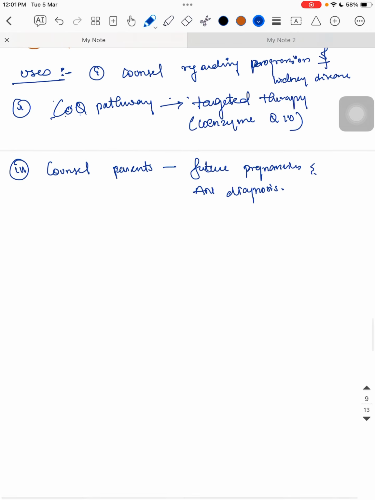So this facilitates a screening of live related renal transplant donors also. Fine. So these are the main uses for doing a genetic test in a child with steroid resistant nephrotic syndrome. Next we'll go on to the main heading, that is therapy. Therapy for a child with steroid resistant nephrotic syndrome.